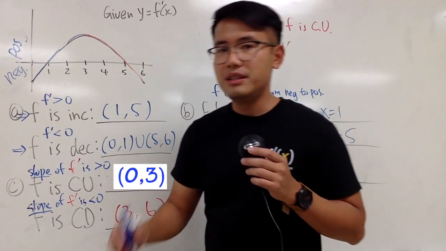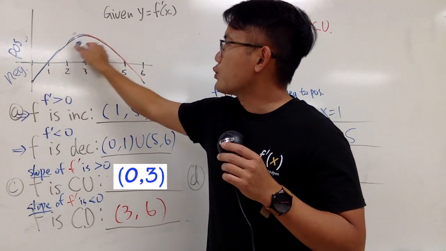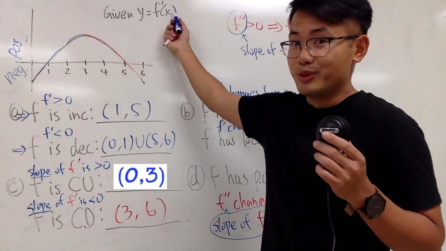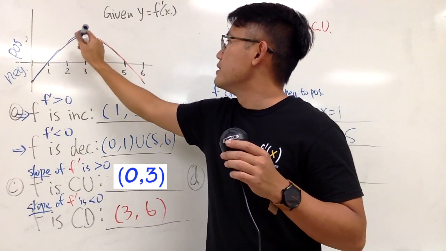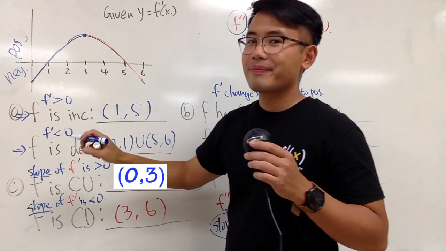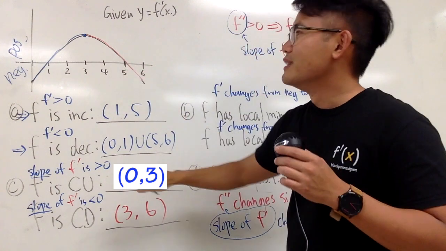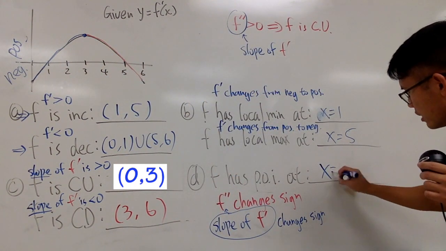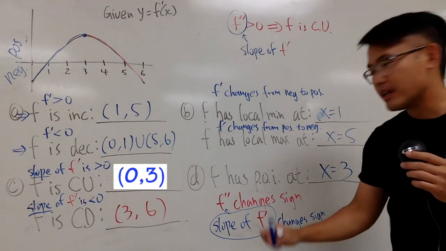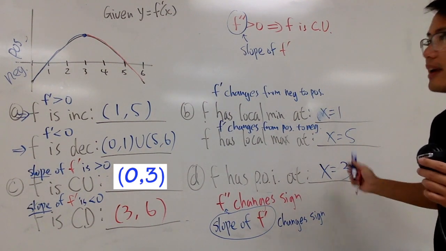And now, as you can see, the slope of this graph, which is f prime, right? It's positive. And then we hit 0 right here. The slope right here is 0. And it goes down. So that's x is equal to 3. And we are done. F has a point of inflection at x is equal to 3.